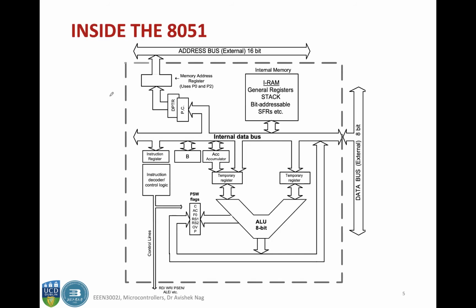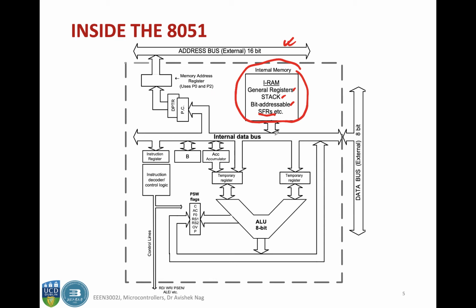So this is the schematic architecture of the 8051. So you see we have an address bus of 16-bit. We have internal memory. Okay, so this is the internal RAM, then the general purpose register, stack, then the bit addressable areas, and the special function register. So we will also explain each of these in detail as we proceed.